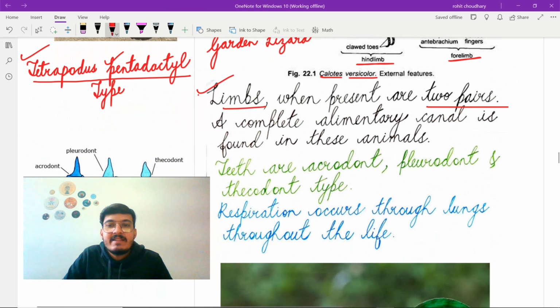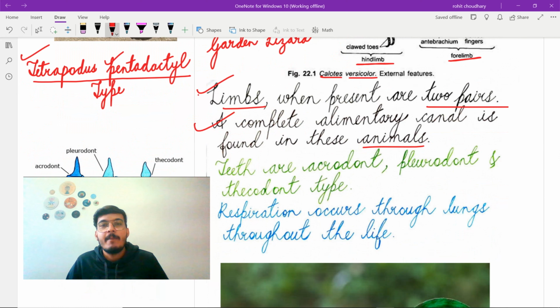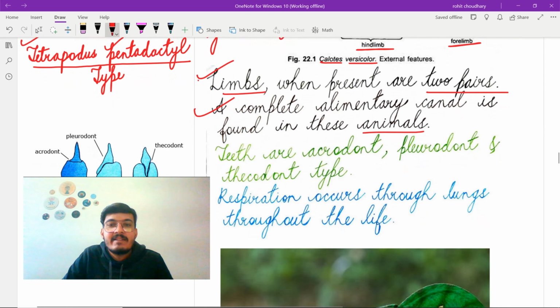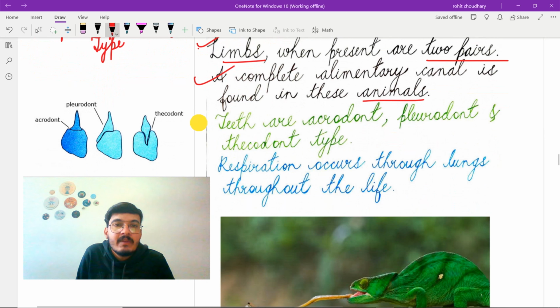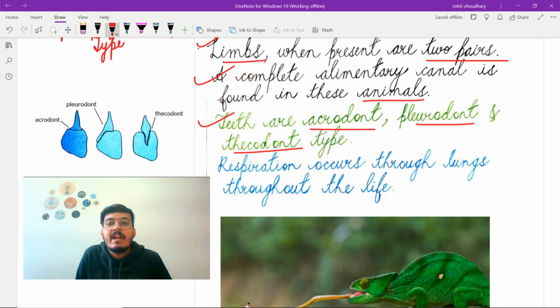The next characteristic feature is a complete alimentary canal is found in these animals, which opens into the cloaca. Complete alimentary canal means 2 separate openings, one for ingestion and the other for egestion, that is mouth and anus. The next characteristic feature is teeth are acrodont, pleurodont and thecodont type. All the 3 types of teeth are present. In this diagram we can see acrodont teeth. The acrodont teeth are the teeth which are attached to the terminal side of the jawbone.